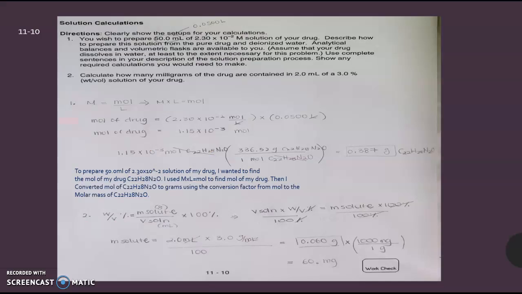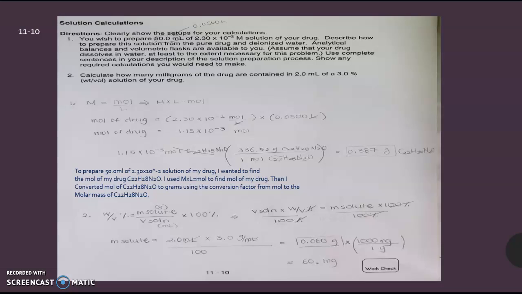The next page is the solutions calculations on 11-10. For number 1, you would want to prepare 50 milliliters of a 2.30 times 10 to the negative second molar solution of my drug. I wanted to find the moles of my drug, C22H28N2O. So I used molarity times liters equals moles to find the moles of my drug.